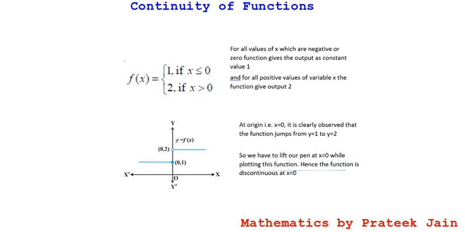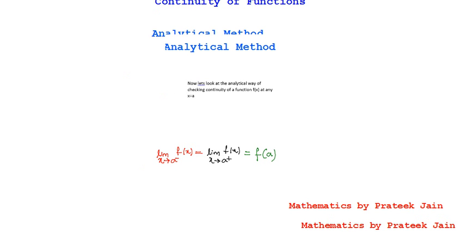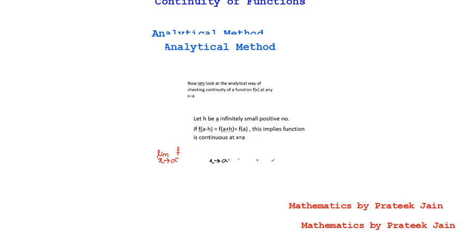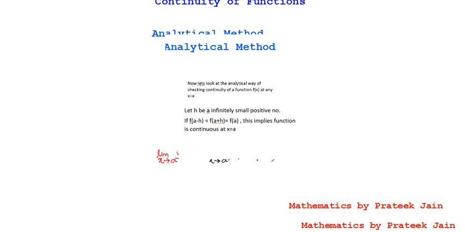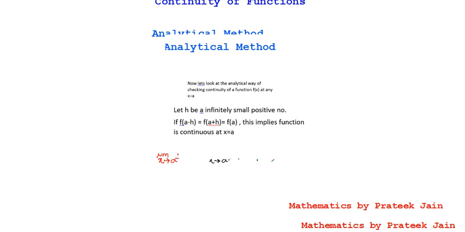Let's now understand the analytical method of checking the continuity of a function at a given value of x equals a. To understand the analytical method, we'll assume one small value h, a positive, infinitesimal value of h, wherein we will find the value of the function at x equals a minus h, at x equals a plus h and at x equals a. After finding the three values, that is f of a minus h, f of a plus h and f of a, if these three values are equal, the function is said to be continuous.